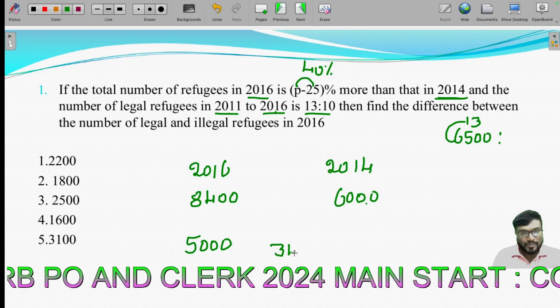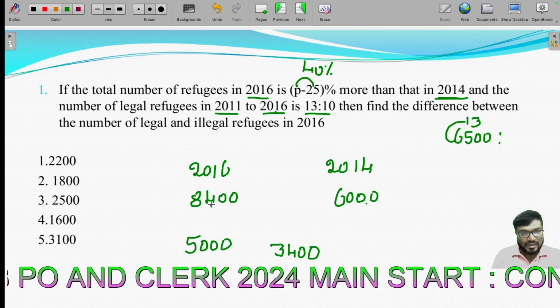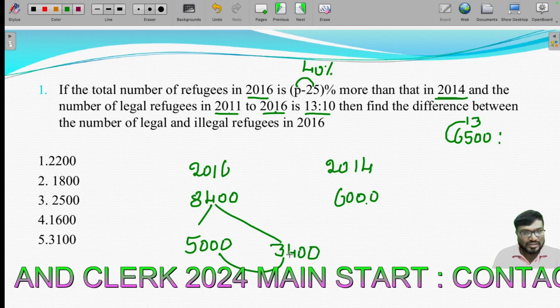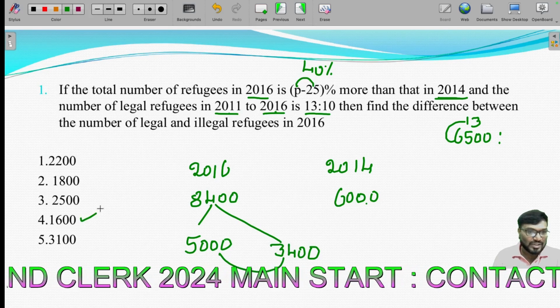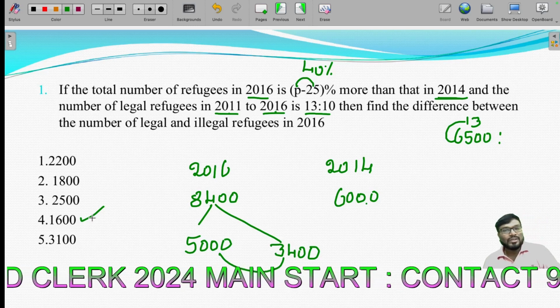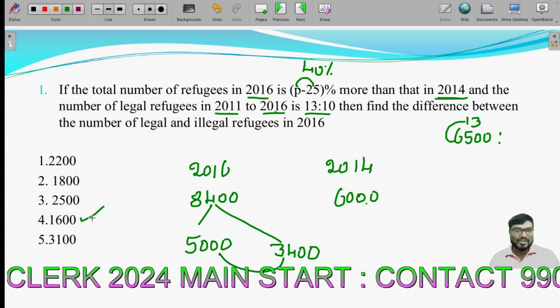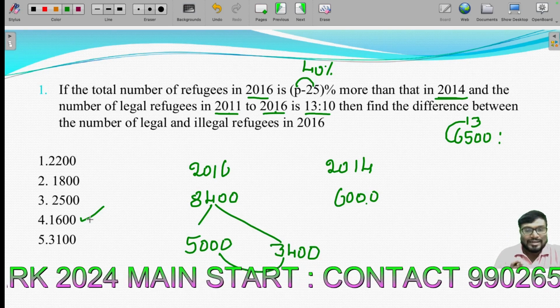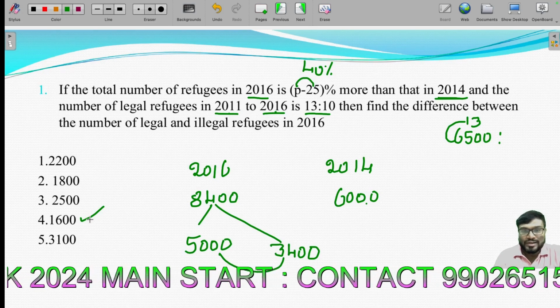Illegal will be 3400. Legal and illegal. Then the difference of 5000 and 3400 will be 1600. So your answer will be 1600 members. I hope everyone understands this question. See, if you know the data, you can solve questions easily.